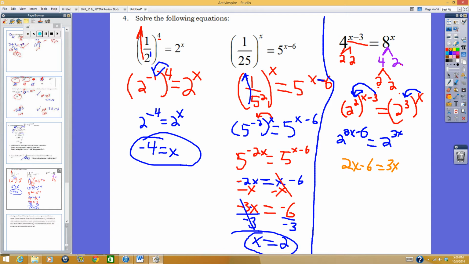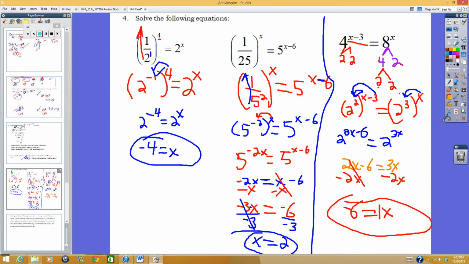Okay, I want to move my x's over here, because if I move this over here, I'm going to have nothing left on that side, and that's not what I want to do. I want my x's on one side and my numbers on the other side. So to get rid of this 2x, you would take it away. Minus 2x. Bam. What's left over here? You've got negative 6 equals x. Or 1x. However you like it. Whatever floats your boat. Okay?